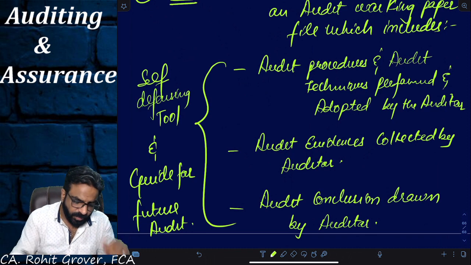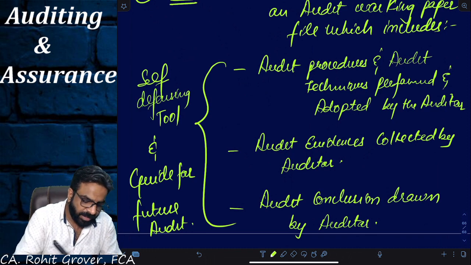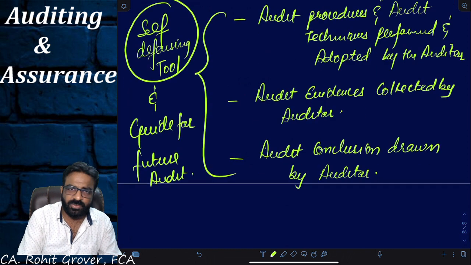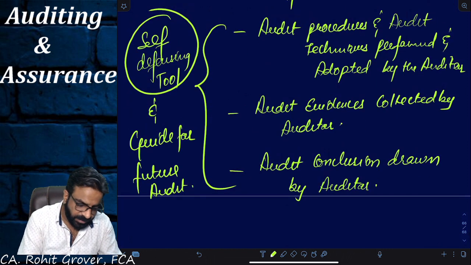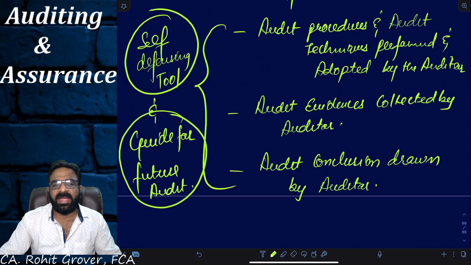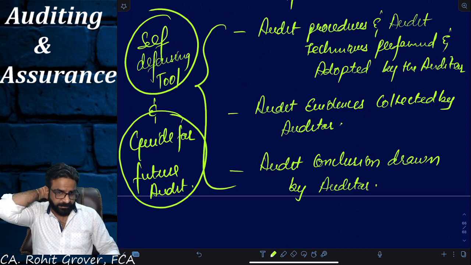That's the reason. What are the two advantages of audit documentation? It acts as a which tool, everyone? Self-defending tool, and it also acts as a guide for which audit, everyone? Future audit. It's a very simple thing.